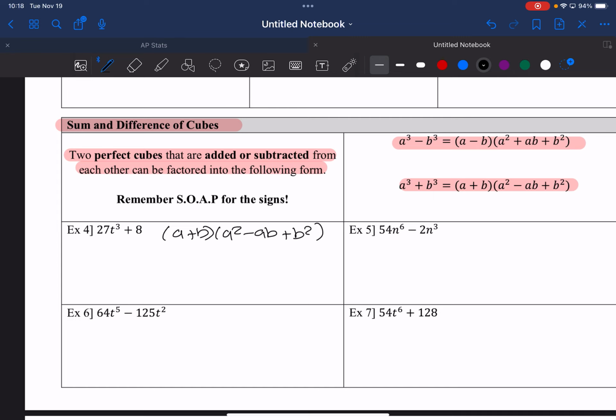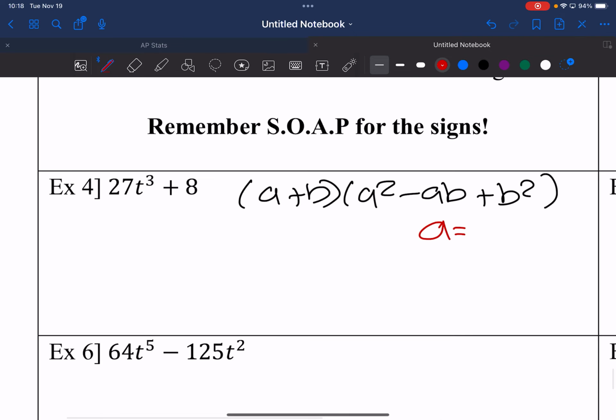First, let's label our A and B. What is A? 27. What is B? 8. Now we have to take the cube root. What's the cube root of 27? Think of it this way: what number times itself 3 times is going to give us 27? Not 9, 9 times 9 is 81. So that's 3. 3 times 3 times 3 is 27. So the answer is 3.